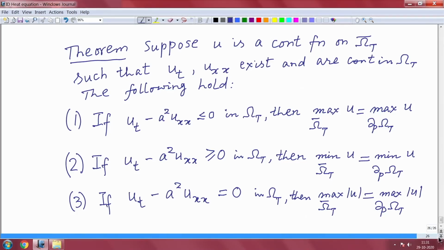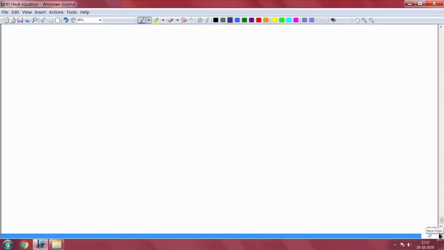Before the proof: it just uses the ideas of calculus, it is not very difficult. So, I will provide a proof of this, but before proving the theorem, some comments.